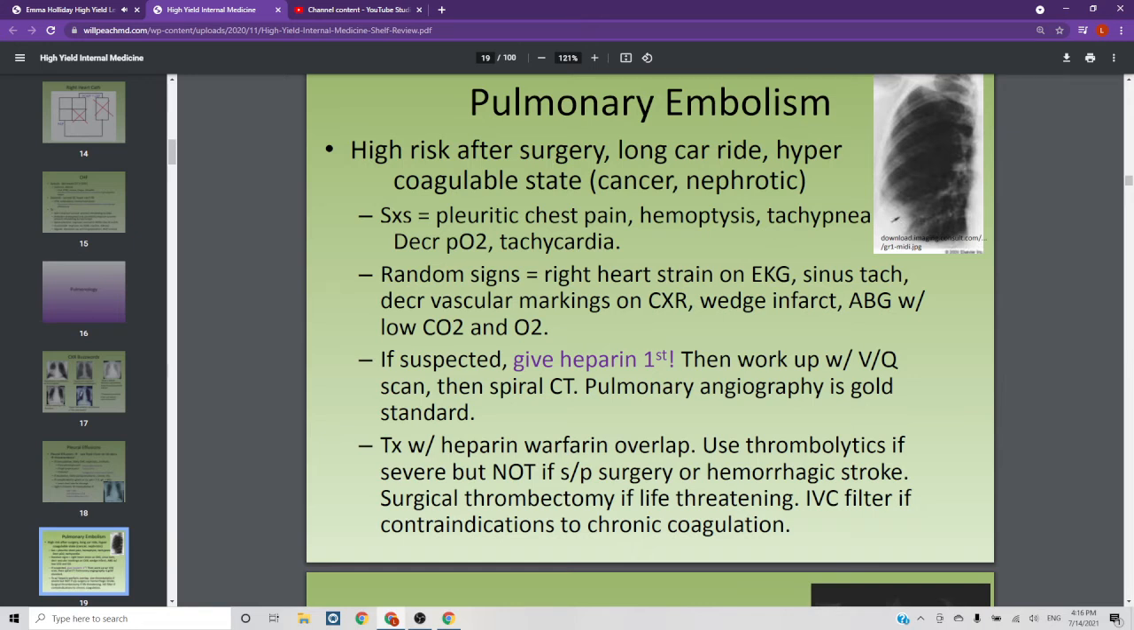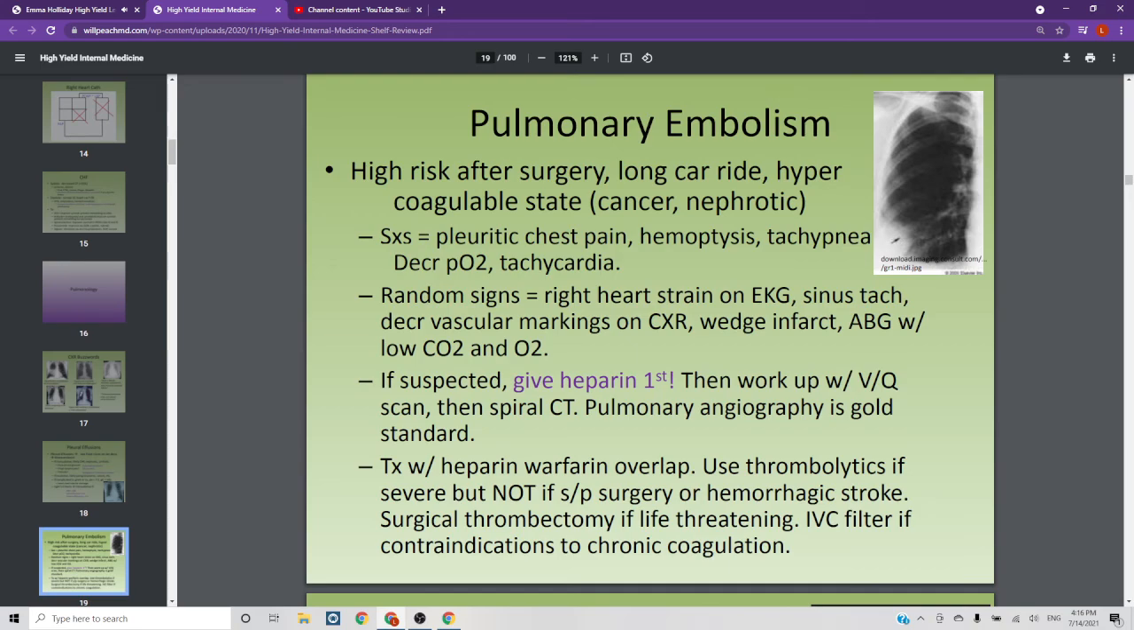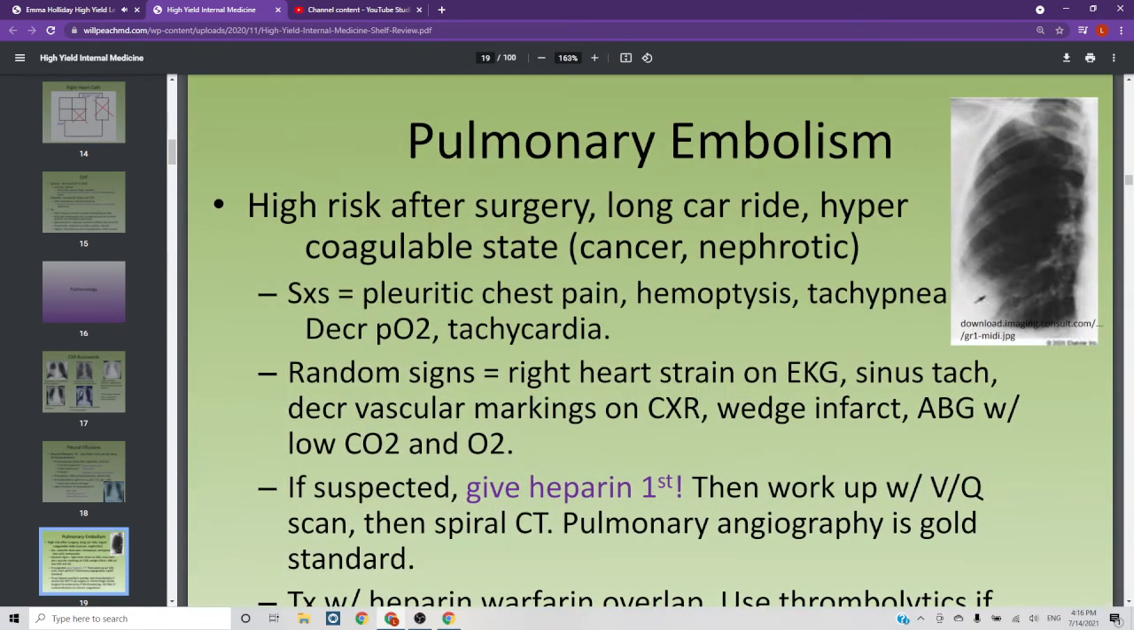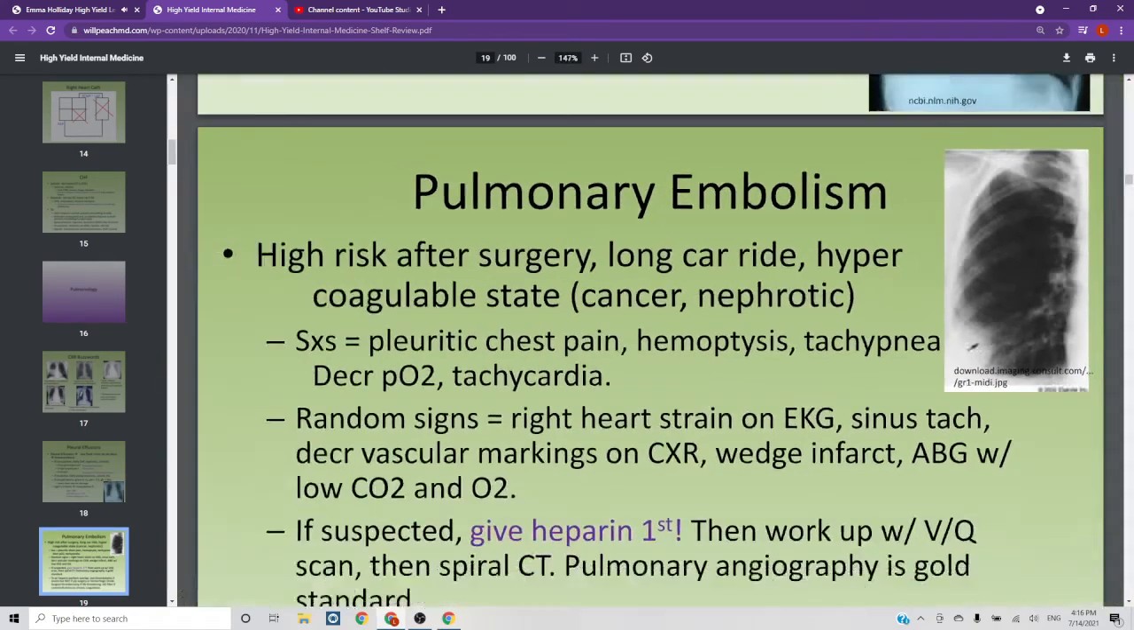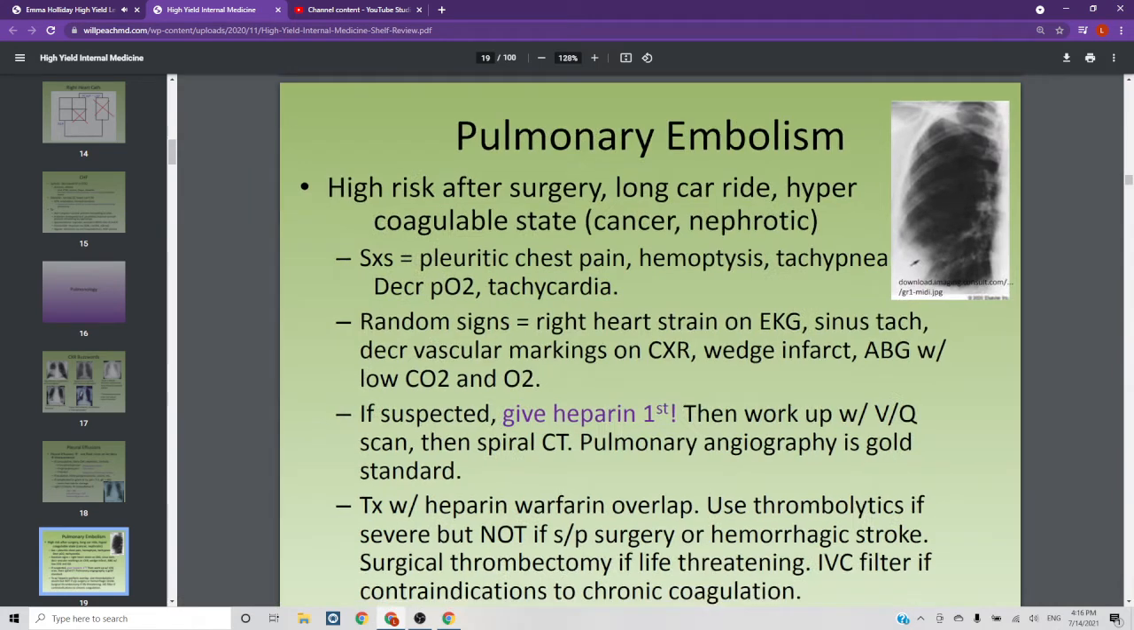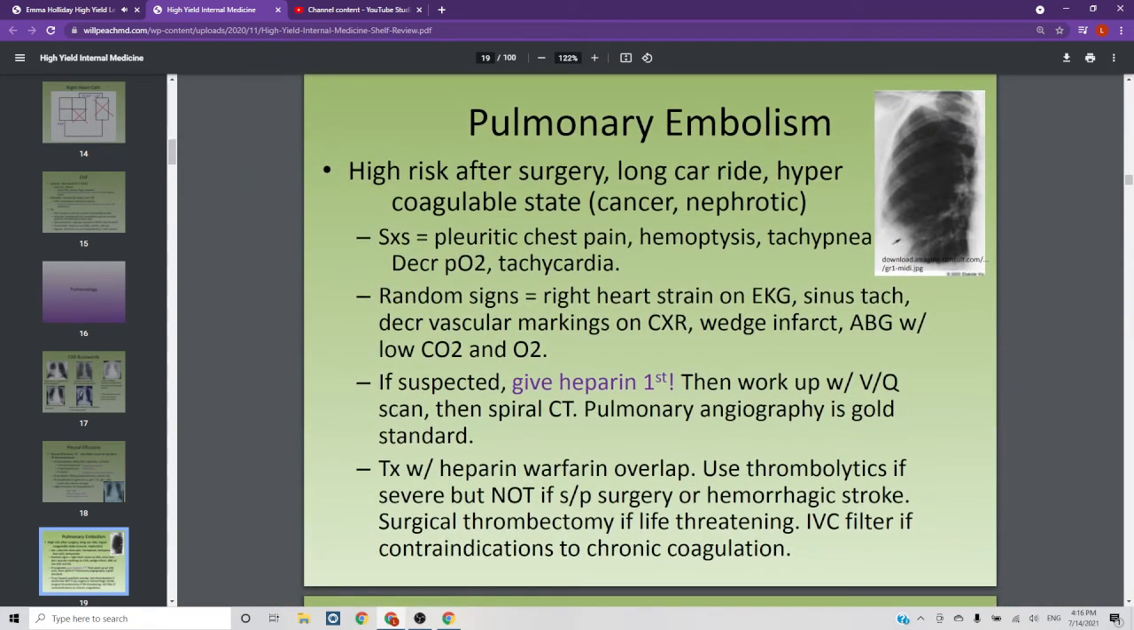Remember, anytime you suspect it, you got to give them heparin even before you do your diagnostic workup. And VQ scan or spiral CT are both acceptable options. I don't think they'd have you choose between them. But do remember that pulmonary angiography is the gold standard. It's just a very morbid procedure, so we don't like to do it. And remember, for anticoagulation, you treat with heparin right away, and then you give a warfarin bridge. So you can use thrombolytics if it's a really severe clot, but remember the contraindications for thrombolytics we talked about earlier. And then you do surgical thrombectomy if the clot is immediately life-threatening.